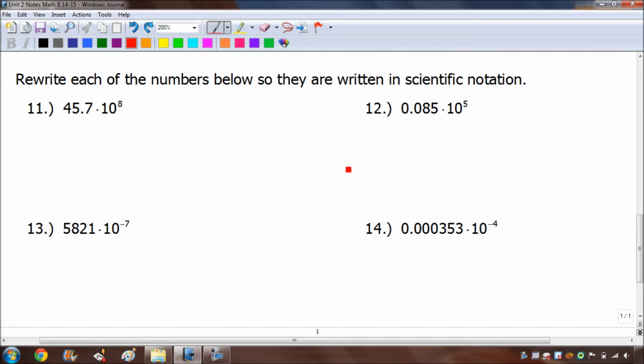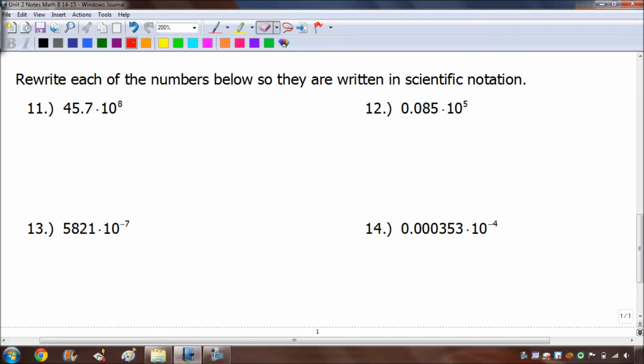Okay, so we did 7 through 10 in class, so we'll skip those questions for right now and look at question number 11. The directions say to rewrite each of the numbers below so they are written in scientific notation, okay? So all I need to do is look at each one of my numbers. Number 11 is not written in scientific notation because my coefficient here is not between 1 and 10. It's bigger than 10. It's too large. So I need to adjust it so that it's written in scientific notation.